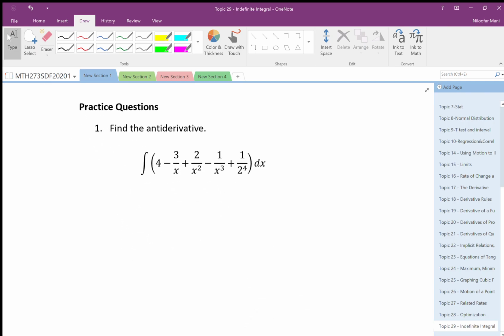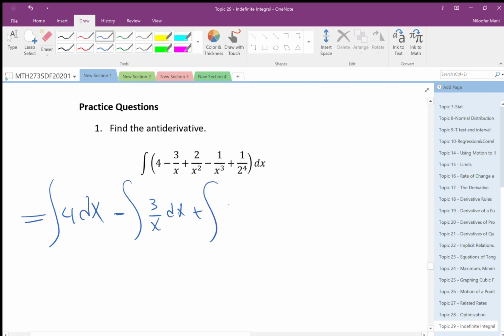Practice question. How about here? This is easy. You can separate them, right? So you separate them first. Integral 4 dx. Remember, you have the integral symbol, so you have to have dx. Minus integral 3x dx plus integral 2 over x squared dx minus integral 1 over x cubed dx plus this one, 1 divided by 16, 2 power 4.